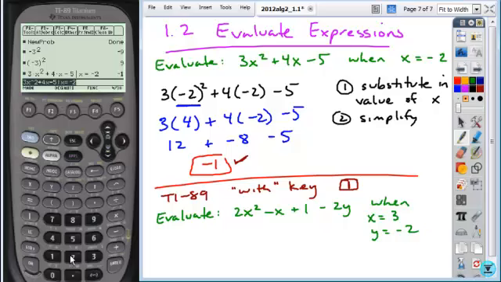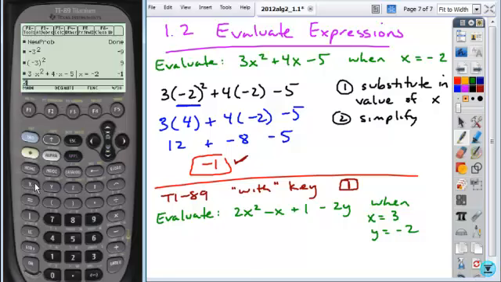In that case, you would take your entire original expression, so 2x squared minus x plus 1 minus 2y. And you're going to use the with key, that vertical bar, and then you just tell the calculator what you want to substitute in. So I want x to be 3, so x equals 3. Okay, now when you're doing multiple variables, you do have to use the right syntax for that, and that is you have to have a space, the word and, and then you have to put your other variables. So anytime you have multiple variables, you space them apart with an and.